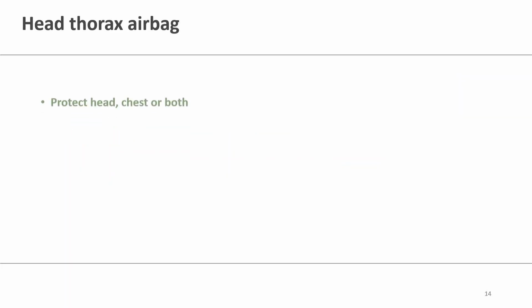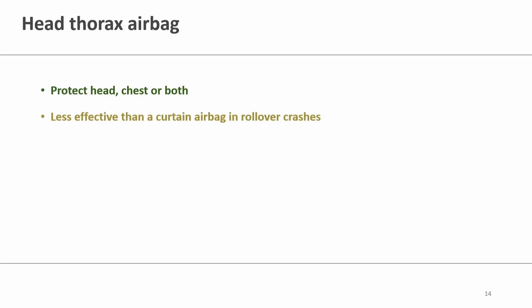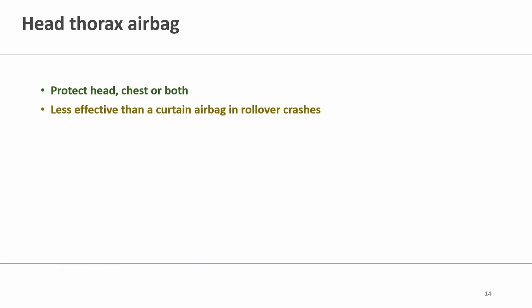So, the head thorax airbag protects head, chest and both, but is less effective than the curtain airbag or rollover airbag during rollover crashes. It is mostly used in convertible cars.